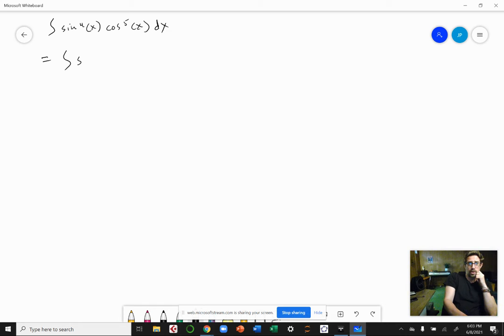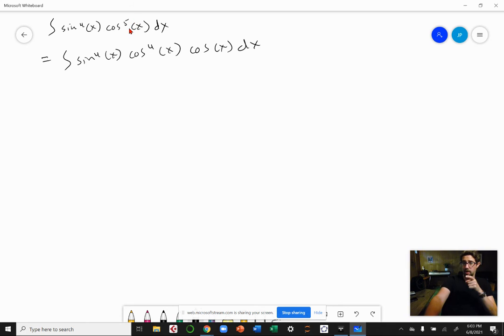You're going to bust one factor of cosine off, and that's because that's the odd one. So you're always going to take whichever one is raised to the odd power and separate one factor from that. And you'll see why. So now you're left over with an even power.